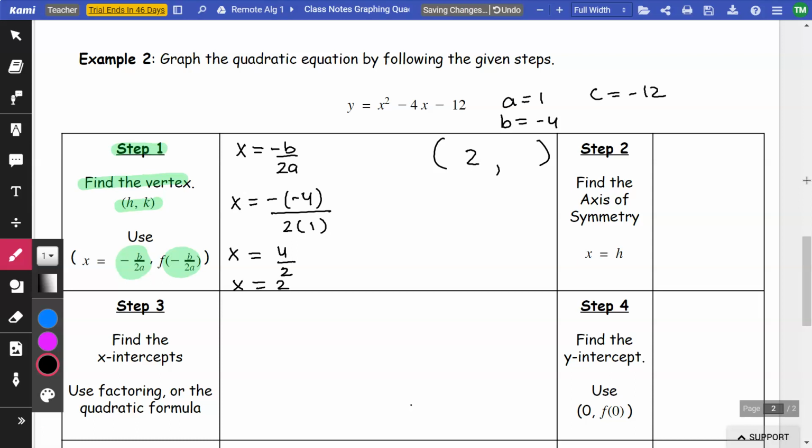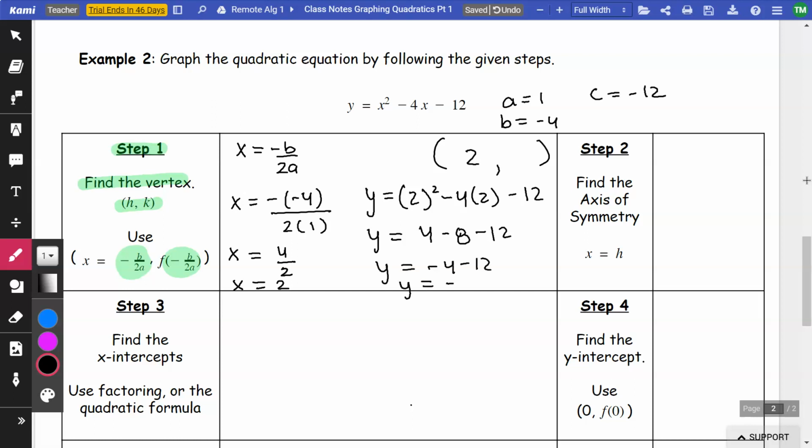Now to find the y value, you just plug that x value into the equation and simplify. So we're going to have 2 squared minus 4 times 2 minus 12. So we're going to have 4 minus 8 minus 12, which is equal to -4 minus 12. So y is equal to -16. So our vertex is at (2, -16). And hopefully that matches what you found.